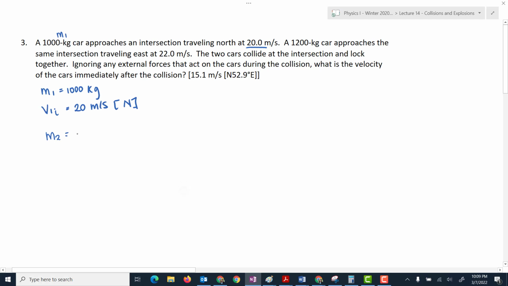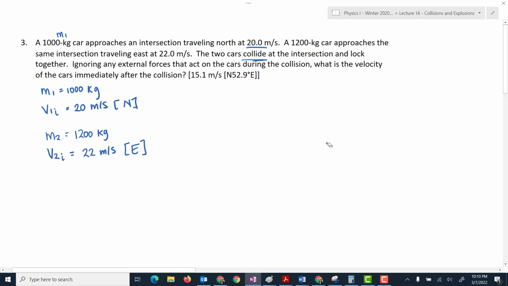And that mass is 1,200 kilograms. And the velocity of that second car initially is 22 meters per second, but this one's not going north, it is going east. Okay, so we have one car traveling north, the other car traveling east, and they collide. The two cars collide at the intersection, and they lock together. Okay, so this is an inelastic collision. They're now stuck together. Ignoring any external forces that act on the cars during the collision, what is the velocity of the cars immediately after the collision?